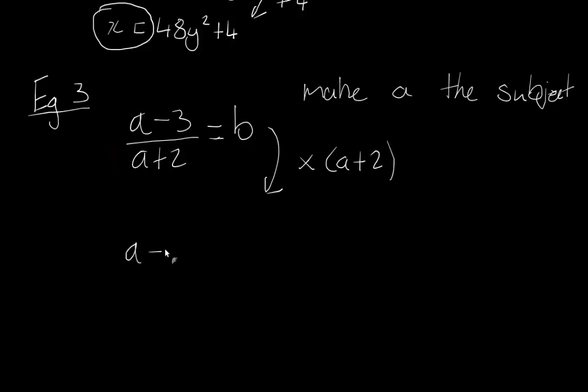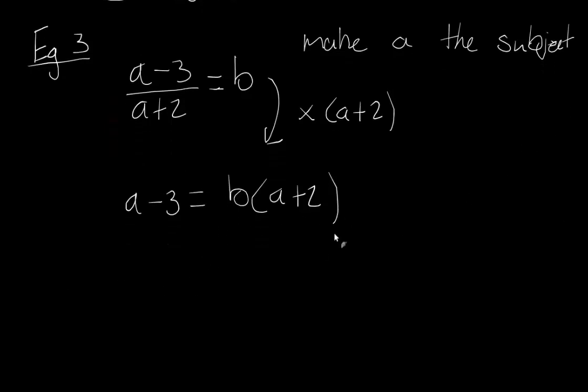So that'll give us a minus 3 equals b times a plus 2. So already that's a bit nicer, I think. We got rid of the fraction, we got rid of the a at the bottom, and a over a is not that nice. So this is a bit nicer. So next thing is just going to be to expand that bracket out. That'll be a minus 3 equals b times a is ba, and then plus 2b.